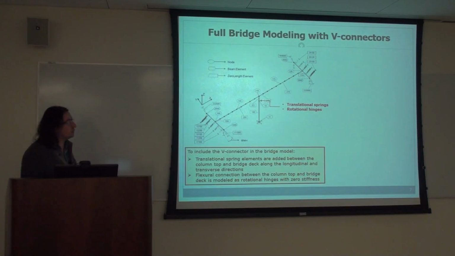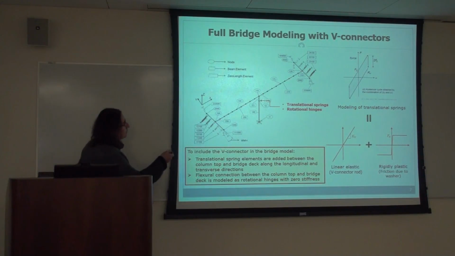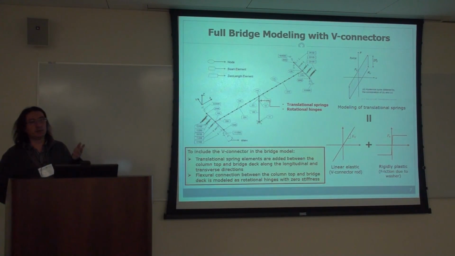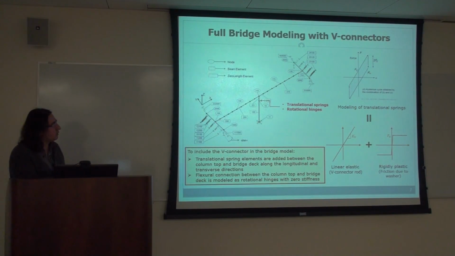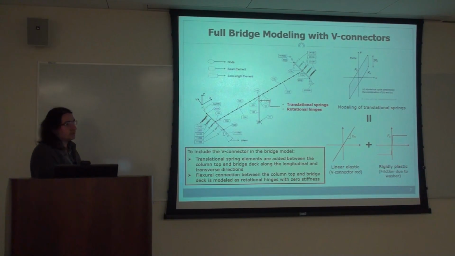And the force displacement of this V connector basically is something like this, that consists of some friction, and when the friction is overcome, the rod starts to deform elastically, and this second branch corresponds to the elastic deformation of the rod. And this is modeled using two translational springs in OpenSees. One is linear elastic, that is for the rod, and the other portion is rigid plastic that corresponds to the friction.